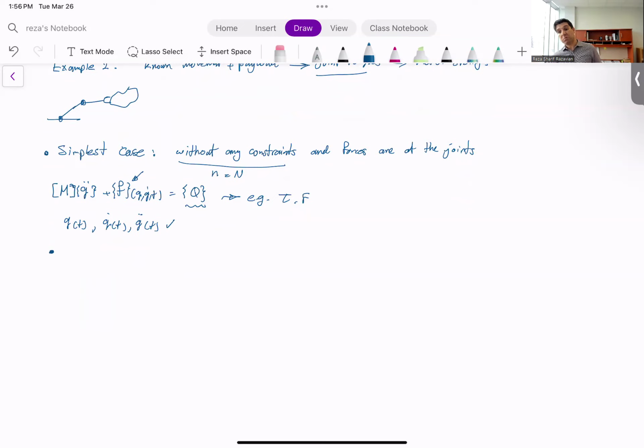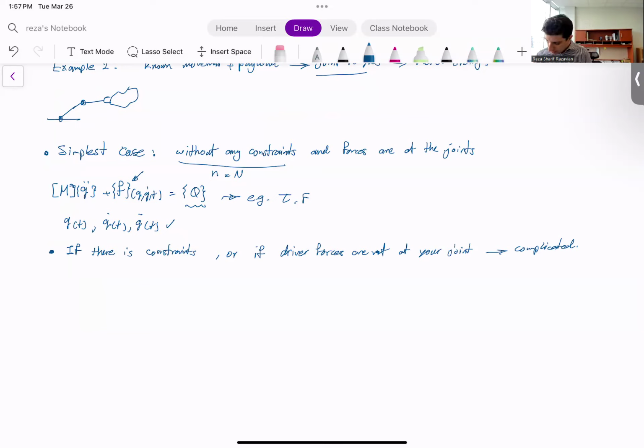But sometimes the equations or the system you're dealing with is more complicated than that. So if there are constraints, it is unavoidable. If you have non-holonomic constraints, you cannot avoid that. Or for whatever reason you choose to have more generalized coordinates than degrees of freedom, in those cases you will have constraints. Or if driver forces are not at your joints, things become more complicated. And in the next videos, we kind of cover a little bit of how we can handle those.